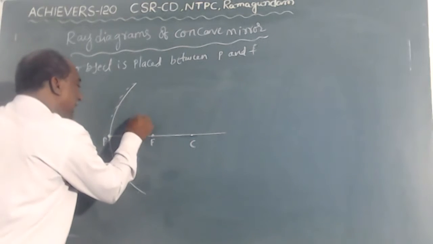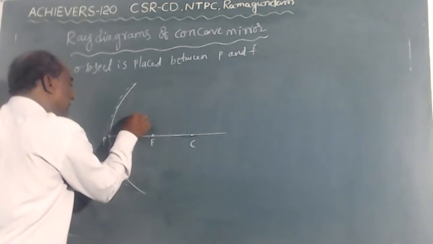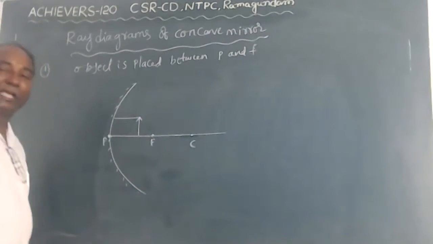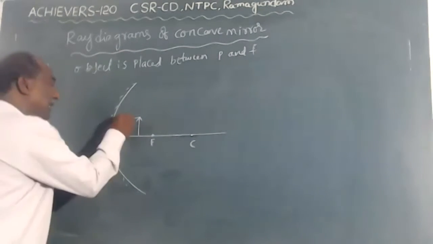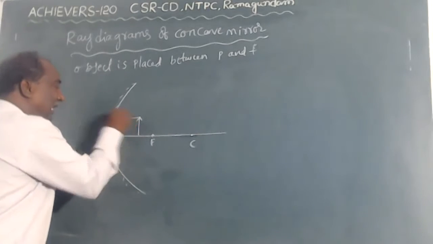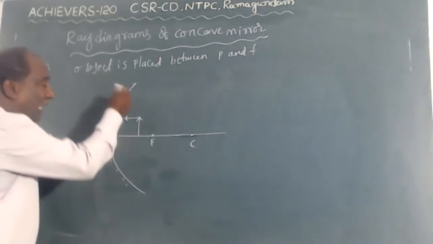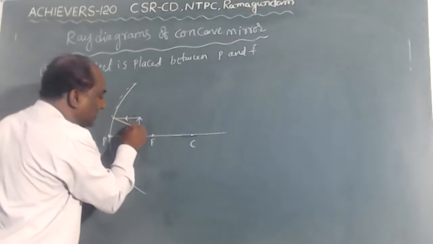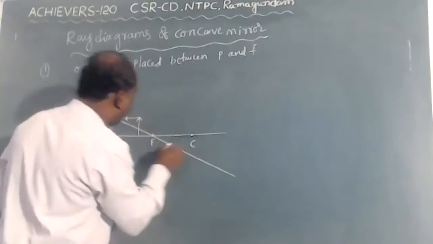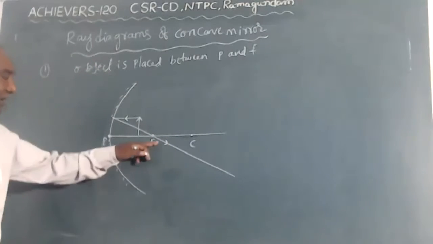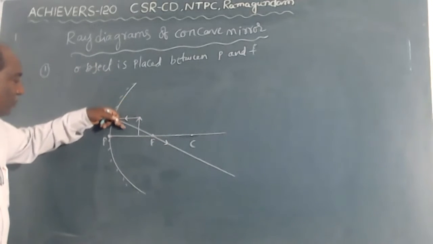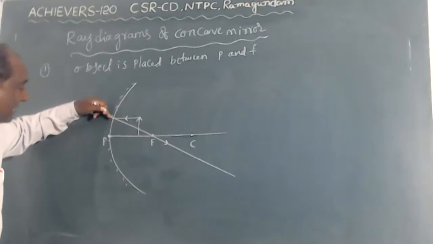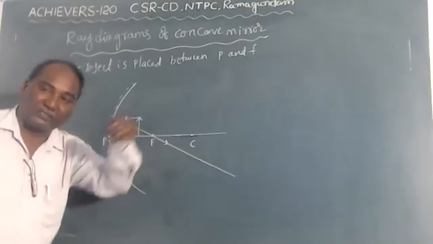Now, one parallel ray comes from the tip of the object and strikes the concave, curved surface. And already we know that when a parallel ray strikes a curved surface, the reflected ray passes through the focus. It is the reflected ray. The incident ray is parallel to the principal axis. The incident ray strikes the concave surface, and the reflected ray passes through the focus.